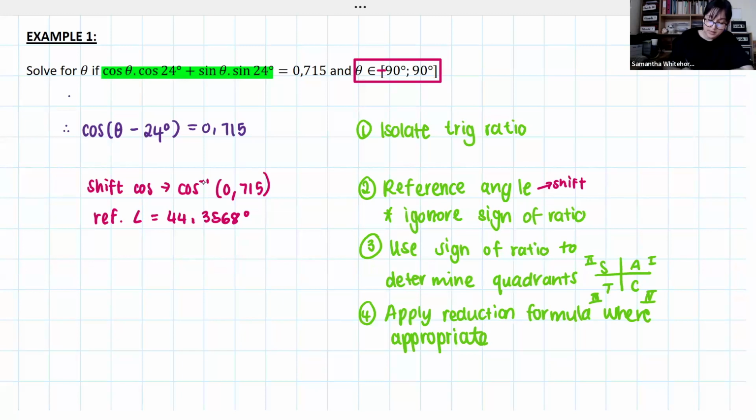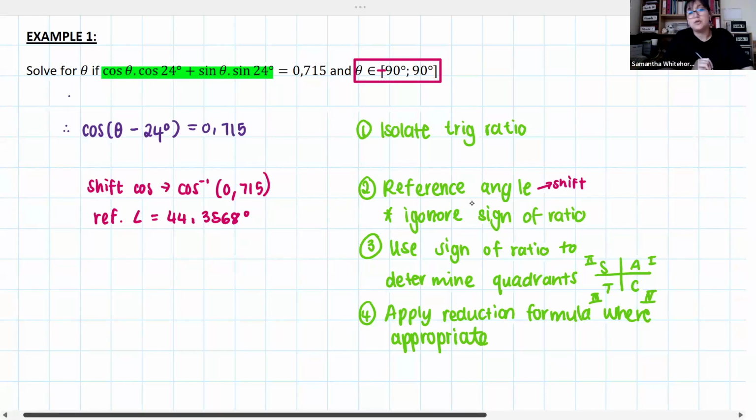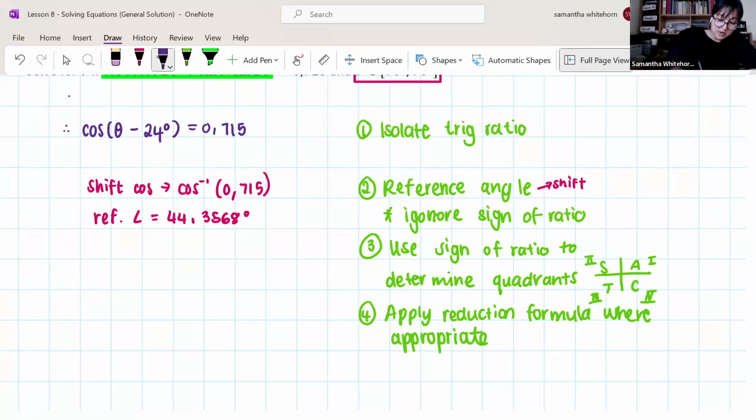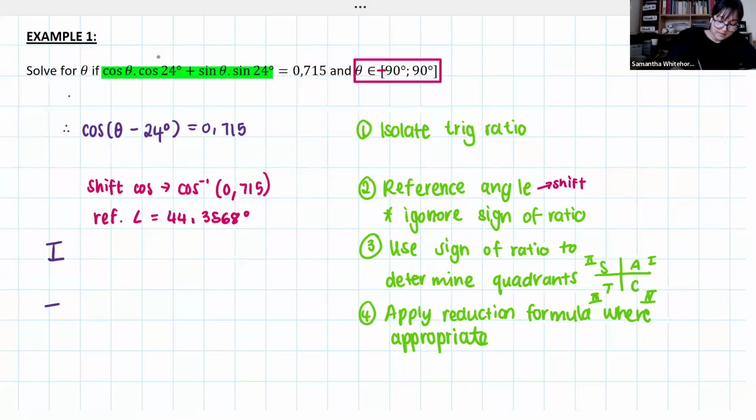Okay, so what that means is now that I've got my reference angle for this question, I go back to the ratio. Now this cos ratio was positive, which means that I wanted to know on my Cartesian plane, where is cos positive? Cos is positive in quadrants 1 and 4. So that's step 3. I've decided which quadrants I'm in, quadrant 1 and quadrant 4 for cos.